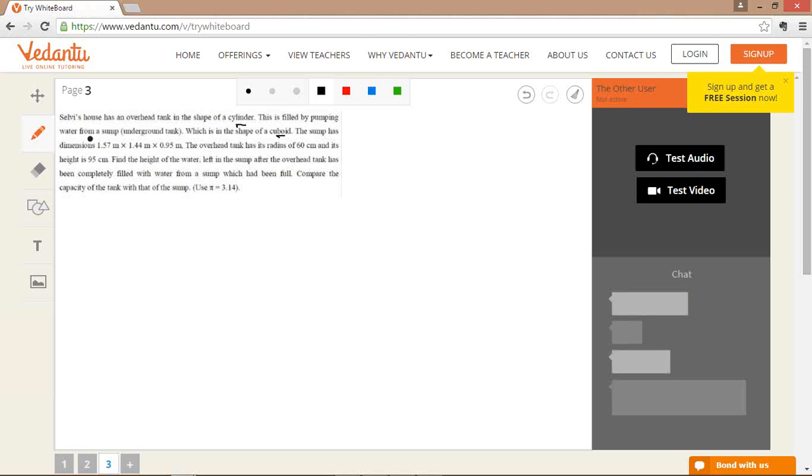So I read out the question for you. Selvi's house has an overhead tank in the shape of a cylinder. This is filled by pumping water from a sump. Sump is an underground tank, which is in the shape of a cuboid. The sump has dimensions 1.57 meter cross 1.44 meter cross 0.95 meter. So sump is a cuboid which has dimensions length, breadth, height. The overhead tank has its radius of 60 centimeter and height 95 centimeter. So tank is a cylinder, radius and height are specified.